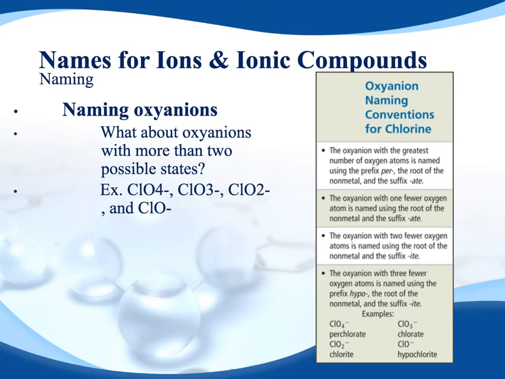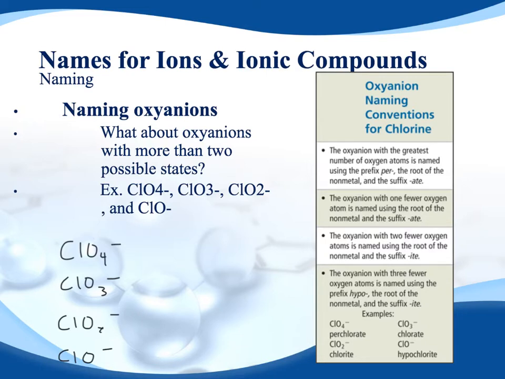What about oxyanions that have 2 or more possible states? If you look at your yellow-colored common ion sheet, a good example is the following: ClO4 -1, ClO3 -1, ClO2 -1, and ClO -1. Here we have 4 different ions, all of which contain oxygen. So where do you start? Which one's the ate? Which one is the ite?